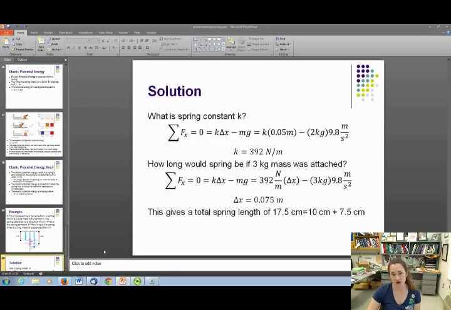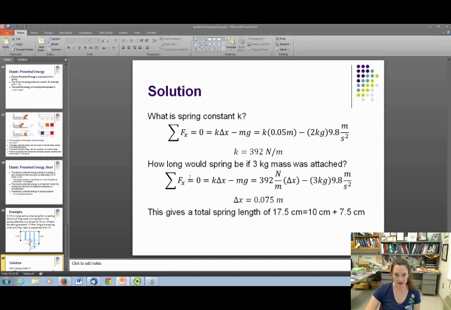So now that I've drawn my free body diagram, I'm going to find my spring constant k. So the sum of the forces in x is equal to 0 here. I had the spring force up, k delta x, and mg down, minus mg. So if I plug in my numbers, I have k times 0.05 meters, that's the extension of my spring from equilibrium, minus 2 kilograms times 9.8 meters per second squared, and that's equal to 0. If I take that simple equation and solve for k, I get my spring constant, which is 392 newtons per meter.